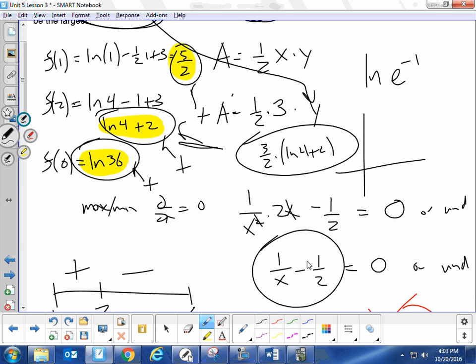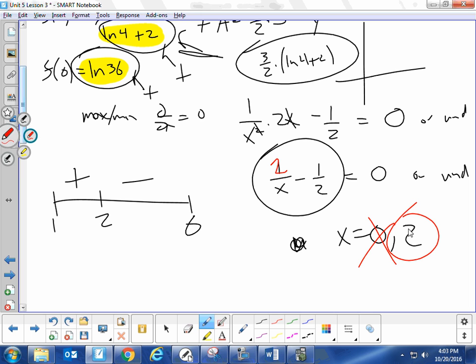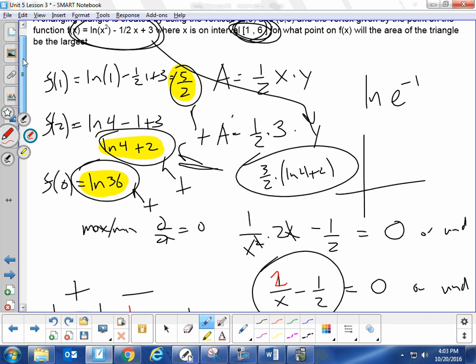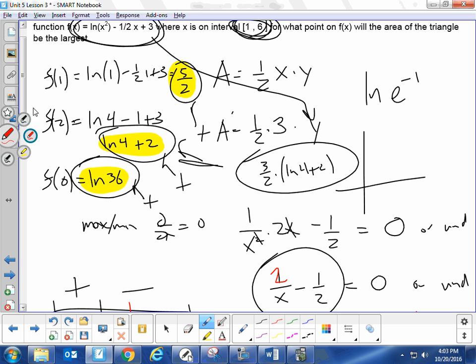Oh my goodness, Mr. Messner, you screwed up. This is a 2 minus 1/2. X should be 4, not 2. This should be 4. If I plugged in 4, I'd get the log of 16, and then minus 2 plus 3. So that'd be plus 1. Oh, watch this. Log of 16 plus 1 is going to be bigger than the log of 36.